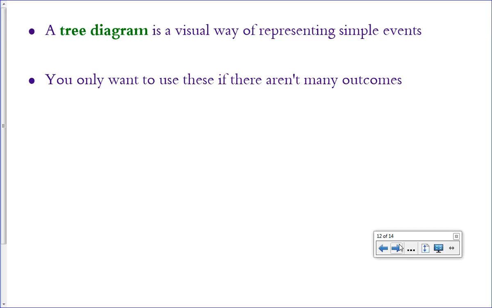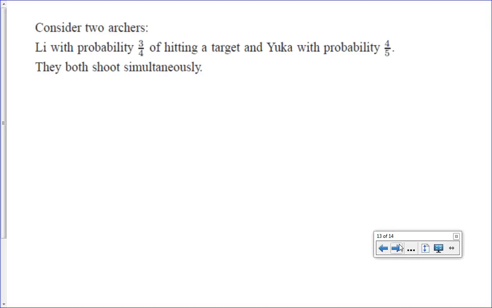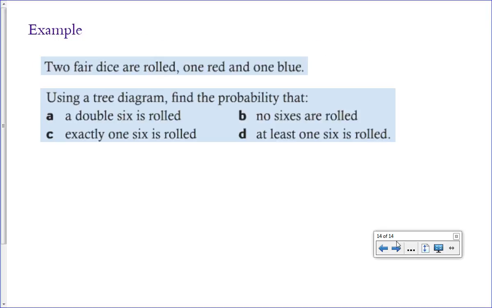Let's see if we have some examples to practice tree diagrams. This is a good one. So here we've got two fair dice that are rolled. One is red and one is blue. That's the two events here. So first we're rolling the red dice, then we're rolling the blue dice. So branching 1 is for the red and branching 2 is for the blue.